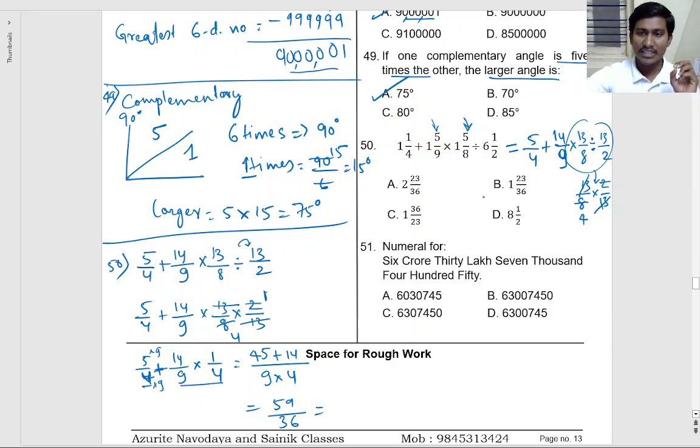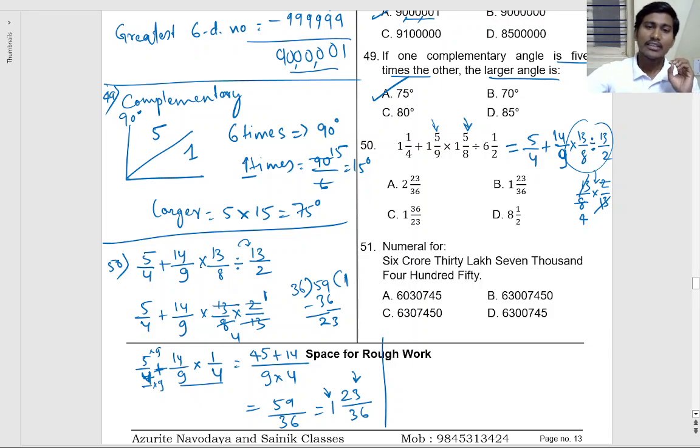So these answers are in mixed fraction. So 1 and how much will it be? 23 by 36. We have to write it as a mixed fraction. To write the mixed fraction, we can do the division, right? 36 and 59 is there. 36 ones are 36. If you subtract, how much will be remaining? 23. So the remainder is the numerator, and the quotient which we get here will be the whole number, right? This is how we have to write the mixed fraction. So the answer is 1 and 23 by 36.